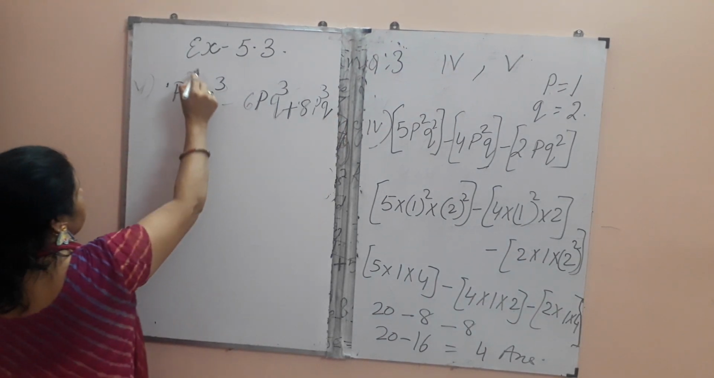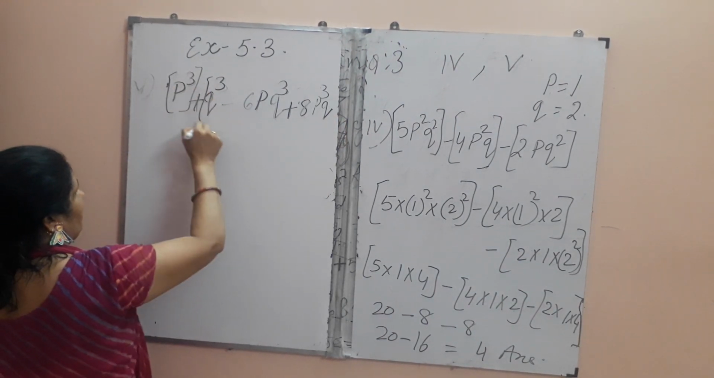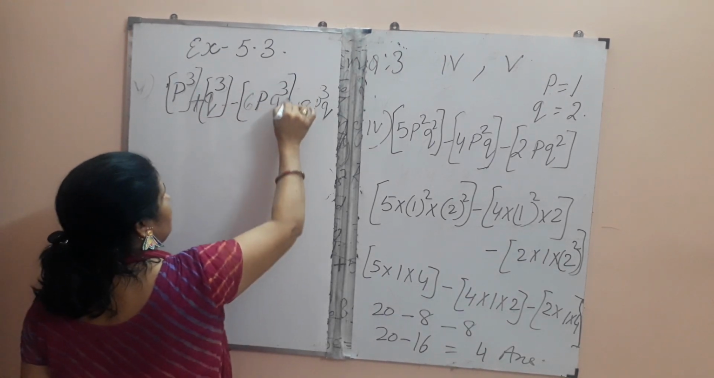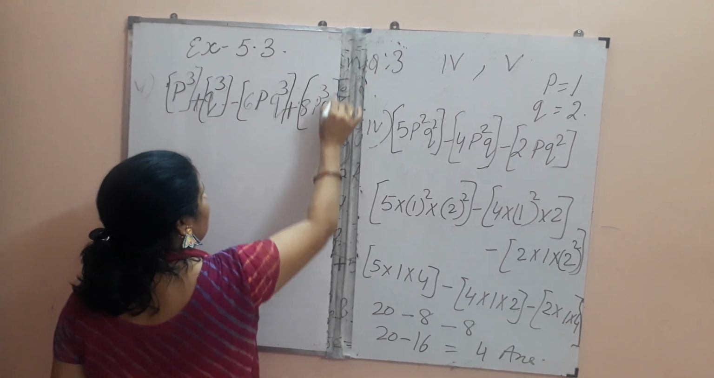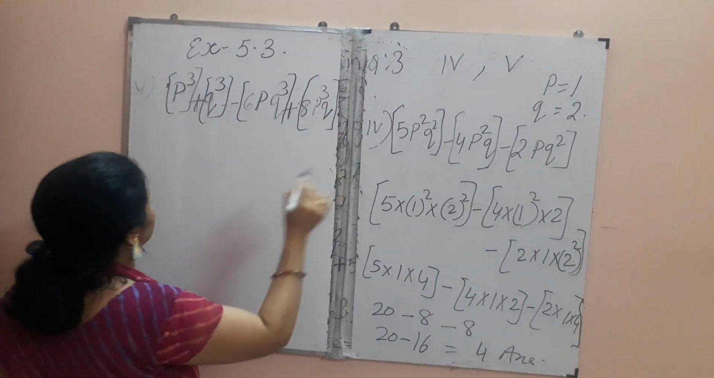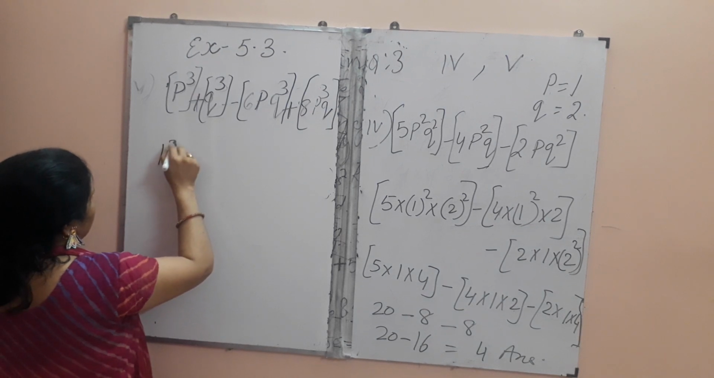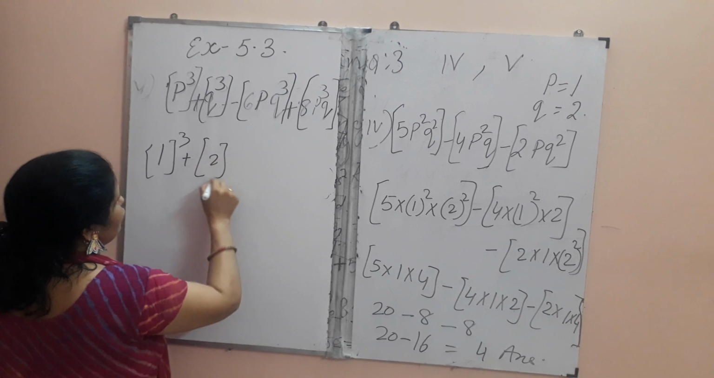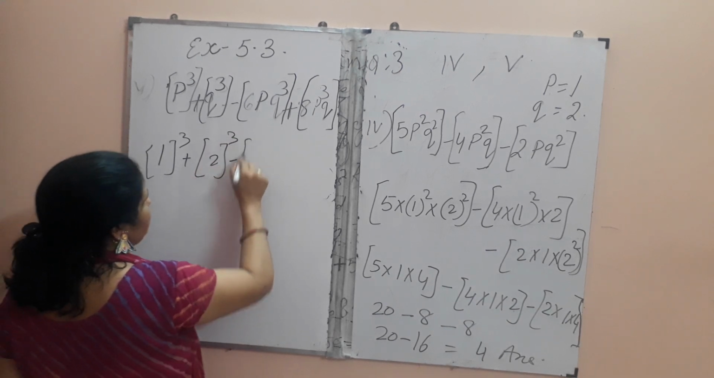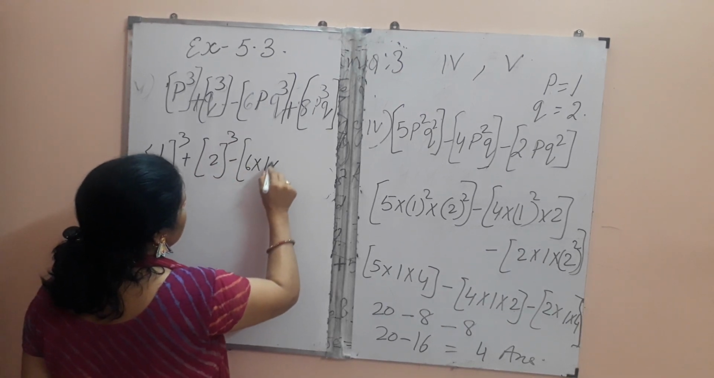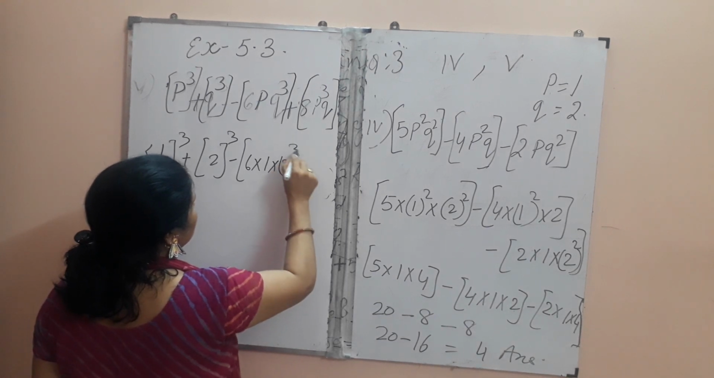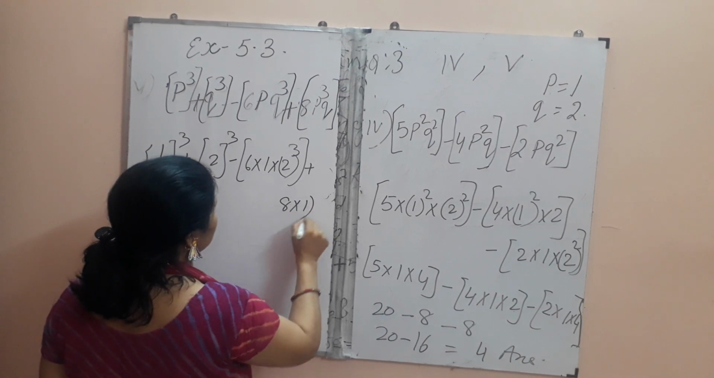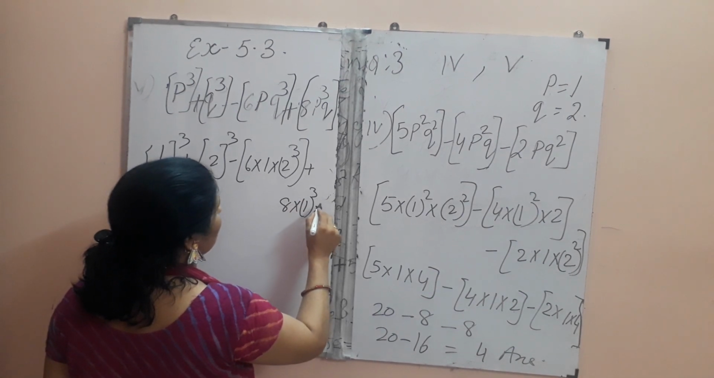Now again we will put the variables into the big bracket and then we will put the values. P is 1, so it will be 1Q, plus Q is 2, 2 cube, minus 6 into 1 into 2 cube, plus 8 into 1 into Q is 2.